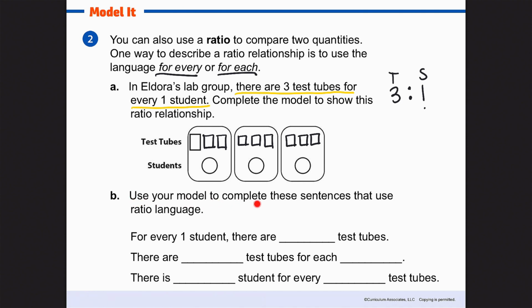So now that I've compared and completed my pattern, my model, I'm going to go ahead and look at this part too. It says use your model to complete these sentences that use ratio language. So for every 1 student, there are how many test tubes? Well, here's my student. I see that I have 3 test tubes. So I'm going to go ahead and write 3. Now the next thing it says is there are blank test tubes for each student. So there are 3 and 1. Now it's going to ask me to talk about the ratio in terms of student. So I know there's 1 student for every 3 test tubes.